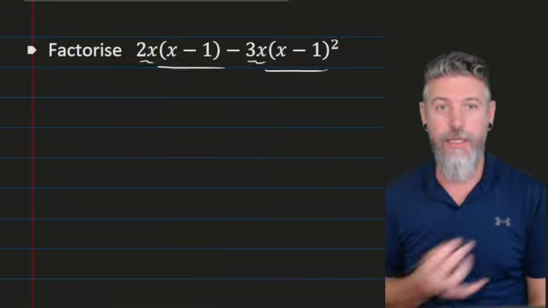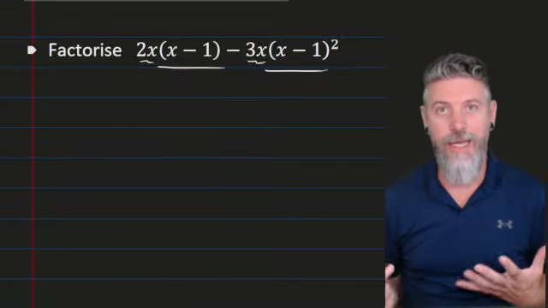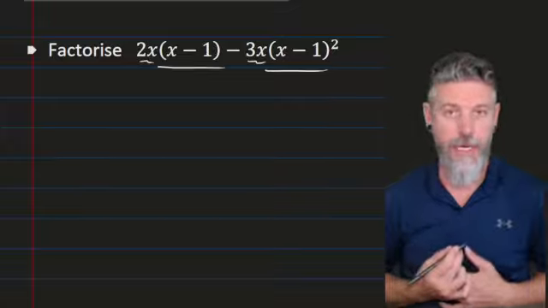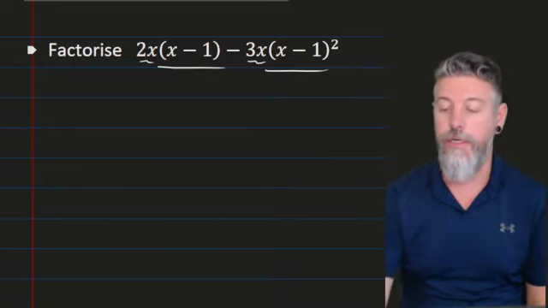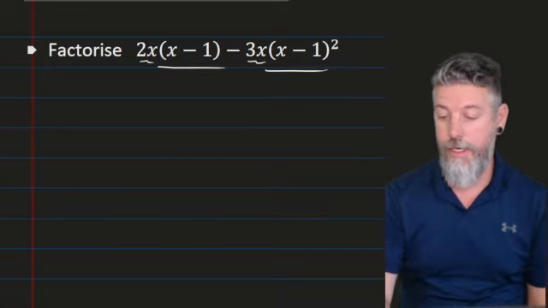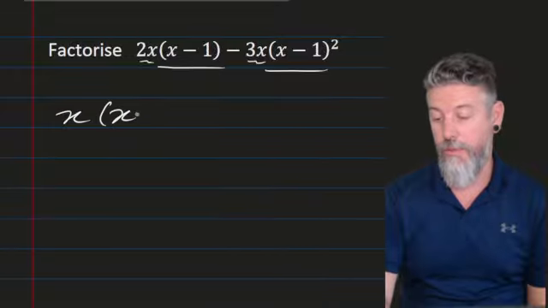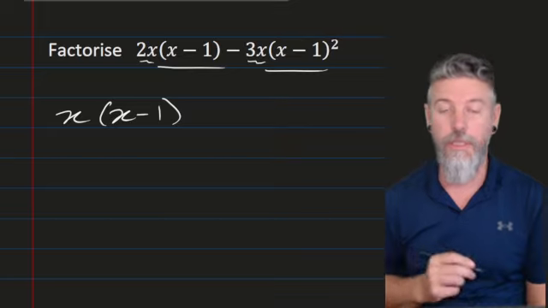So we just want to take those out, the same way that we took the a out when we were doing the b minus a, c minus a squared. So we're going to take an x out, we're going to take an x minus 1 out, and we're going to see what we're left with.